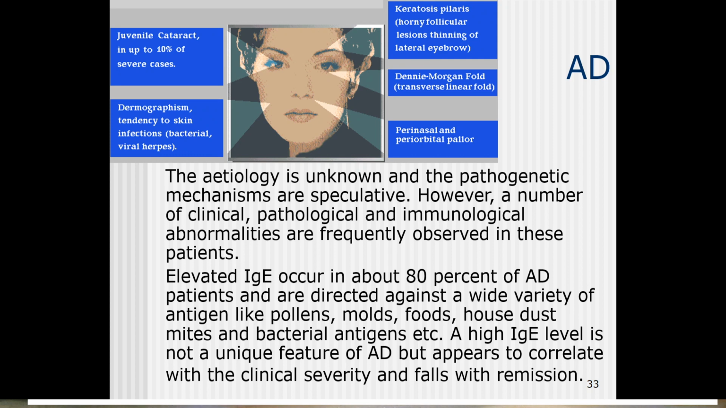Atopic dermatitis. The etiology is unknown and the pathogenetic mechanisms are speculative. However, a number of clinical, pathological, and immunological abnormalities are frequently observed in these patients. Elevated immunoglobulin E occurs in about 80% of atopic dermatitis patients and is directed against a wide variety of antigens like pollens, molds, foods, house dust, meats, and bacterial antigens. A high immunoglobulin A level is not a unique feature of atopic dermatitis but appears to correlate with the clinical severity and falls with remission.